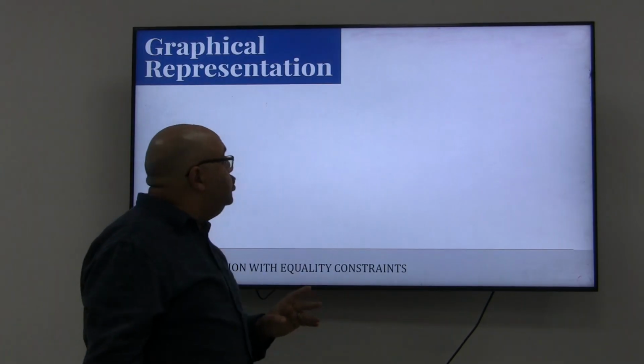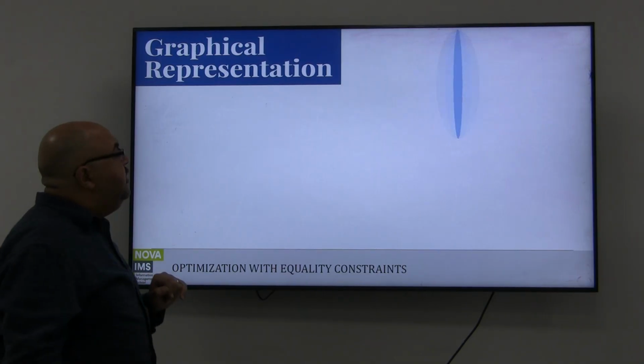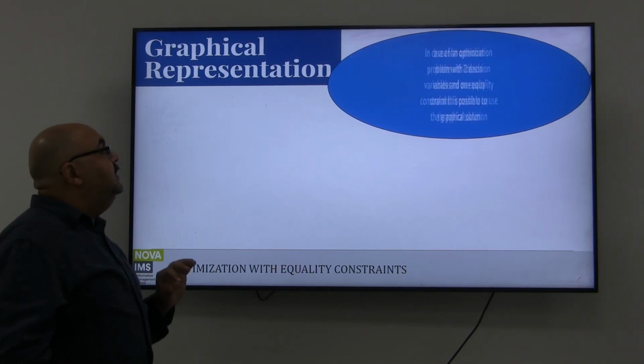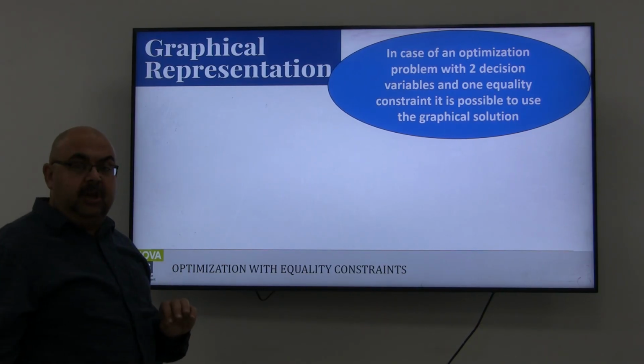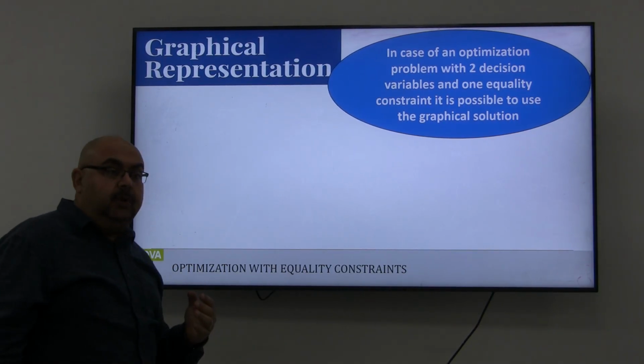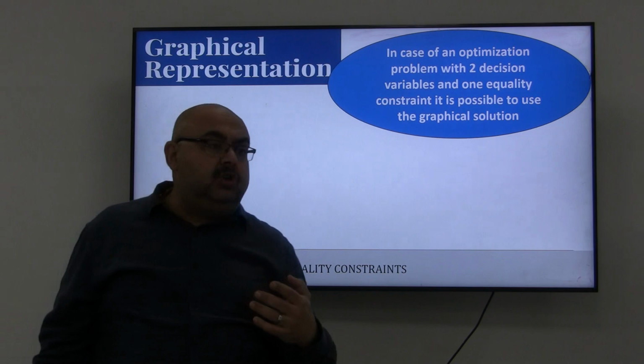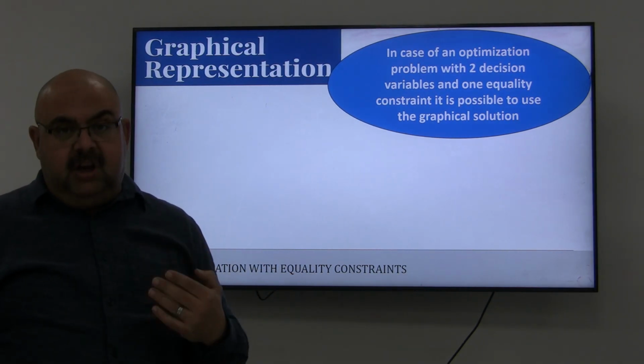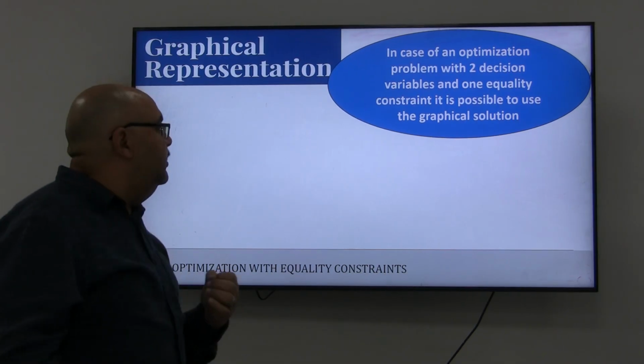The second solution method is the graphical representation. It's really a very successful method, and it depends on the following. Of course, it's successful once you have just a function in two variables and one equation. It's going to be really very handy and very easy to do.